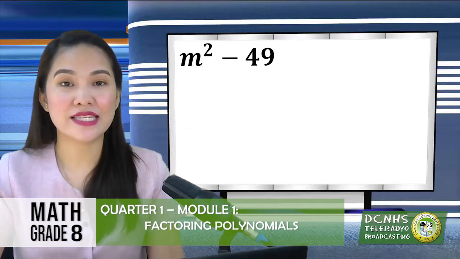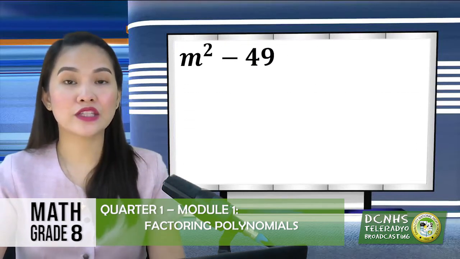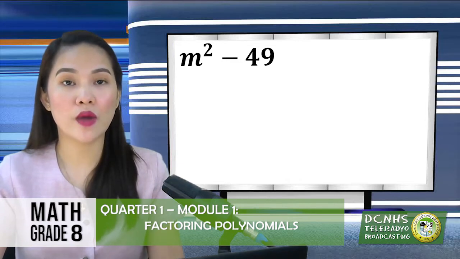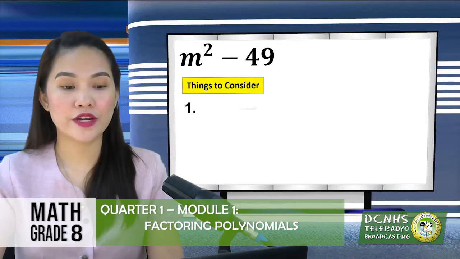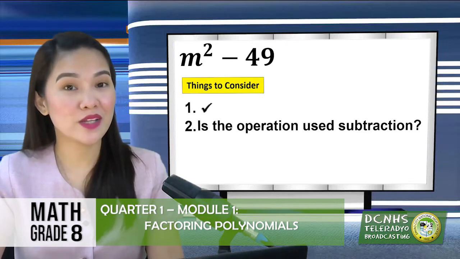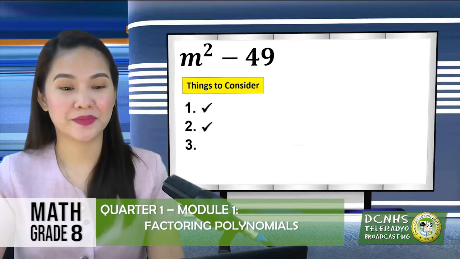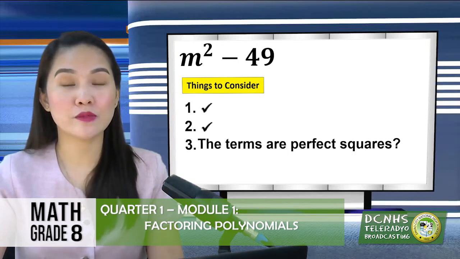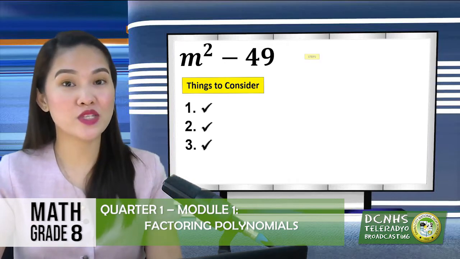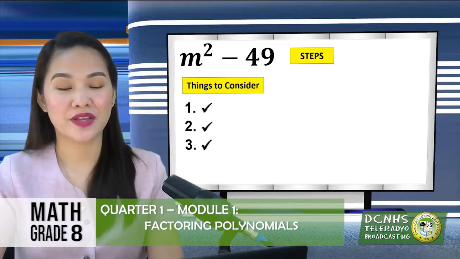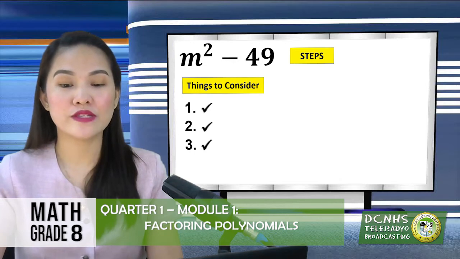Let's take another example. Factor the expression m squared minus 49. First, let us examine the expression. Is it a binomial? Check. Is the operation used subtraction? Check. Are the terms perfect squares? Check. Therefore, we can use factoring of difference of two squares.